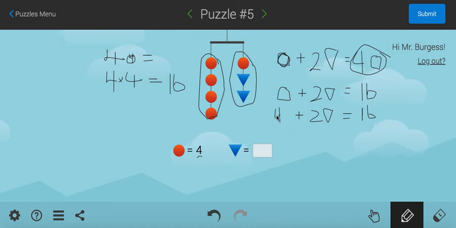The rule of opposites. I've got a 4 here. It's a positive 4. We haven't done negative numbers yet. So how do I get rid of a positive 4? I'm going to subtract it. I just want to get rid of it. Right? Goodbye. The goal is to get the triangle all by itself.